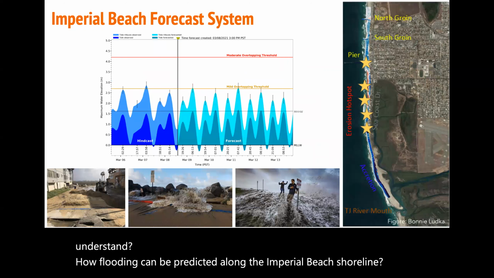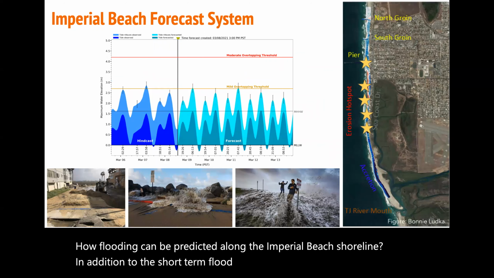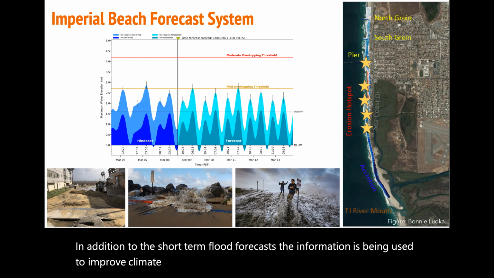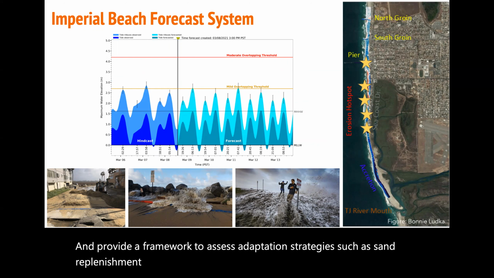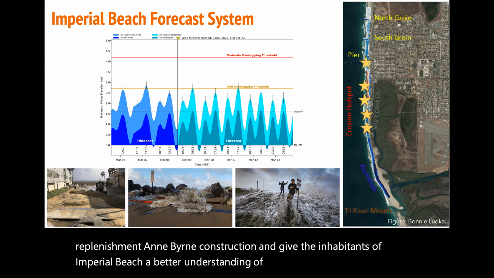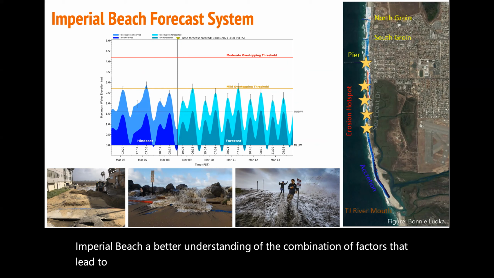In addition to the short-term flood forecasts, the information is being used to improve climate projections that quantify sea level rise impacts and provide a framework to assess adaptation strategies such as sand replenishment and berm construction, and give the inhabitants of Imperial Beach a better understanding of the combination of factors that lead to flooding and how these factors are likely to change in the future.